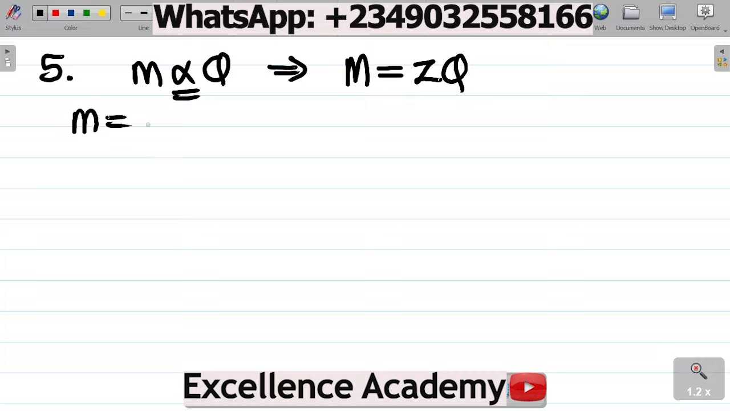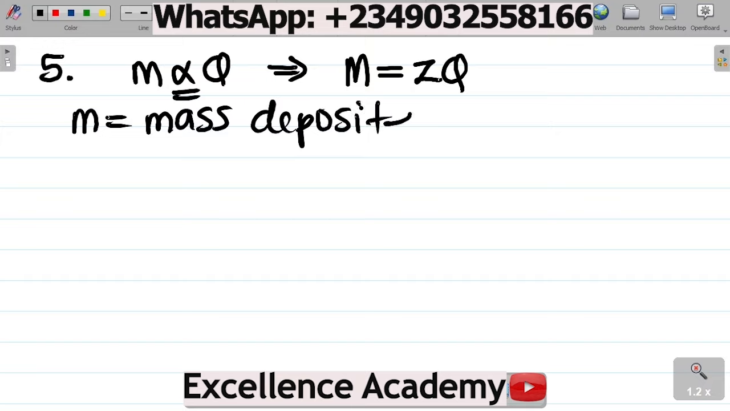Let's name the parameters. M is the mass deposited. Let's take notes. Mass deposited. Z is the electrochemical equivalent.